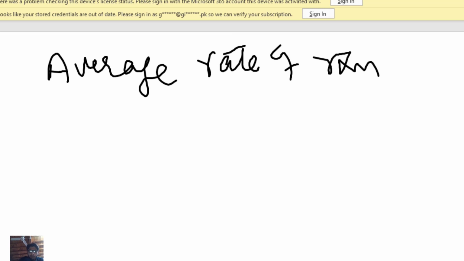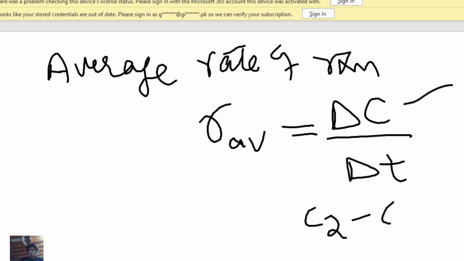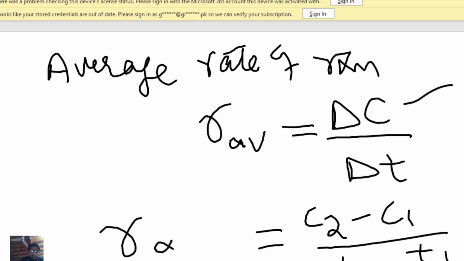Which is change in concentration divided by change in time. This is the average rate of reaction. And this is final concentration minus initial concentration divided by final time minus initial time. This is the average rate of reaction.